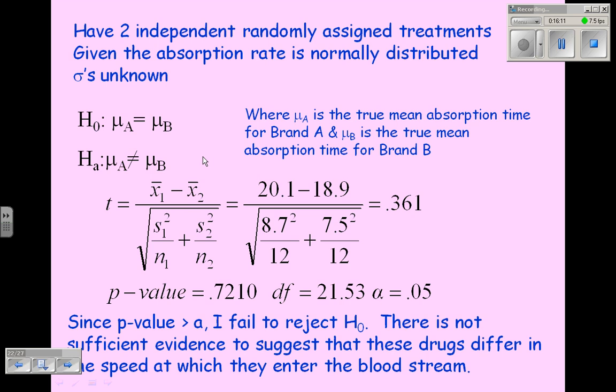Finally, conclusion. Since the p-value is greater than alpha, I fail to reject the null. There is not sufficient evidence to suggest that these drugs differ.